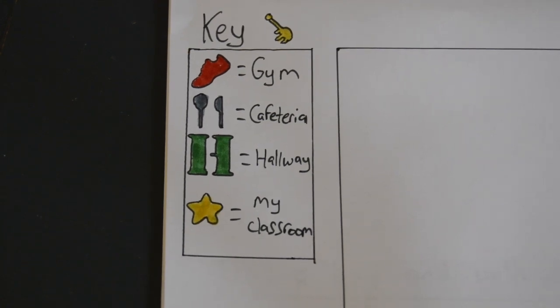And the last thing I'm going to do is make a symbol for hallway. And that symbol is going to be really simple for me. I'm going to draw an H on my key to symbolize the hallway. And then finally, I'm going to make a symbol for my classroom. And because my classroom is the final point where I want people to be, I'm going to draw a star. So people know once they reach the star on the map, that's the right spot.